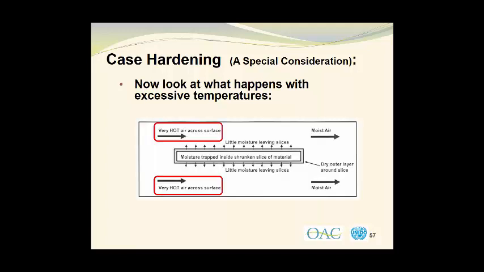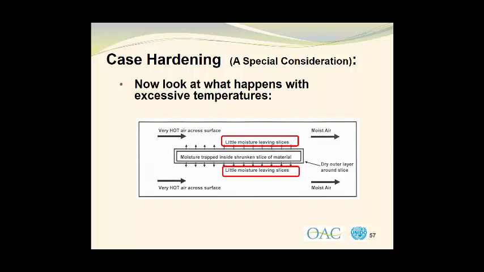What we have here is very hot air moving across the surface. This will create a dry outer layer around the slice, which is indicated by the shading. Moisture will be trapped inside the slice of material, which tends to shrink during the drying. As a result, little or no moisture will leave the slice, and this very hot air moving across the surface will only remove small amounts of water as it leaves the dryer.